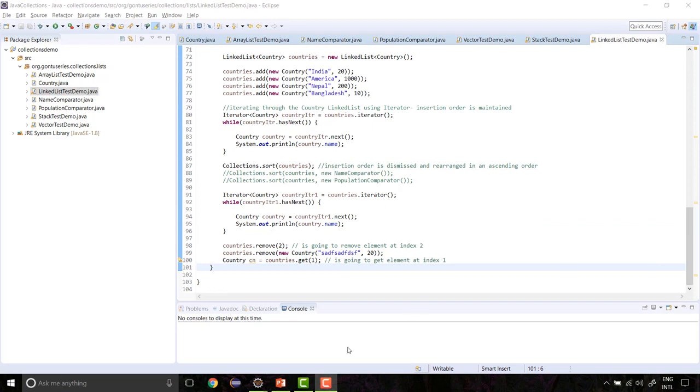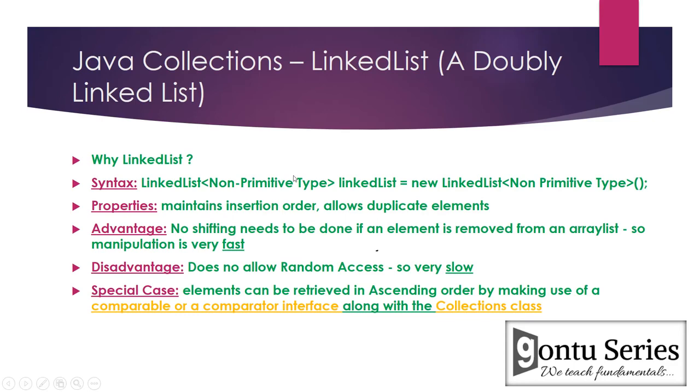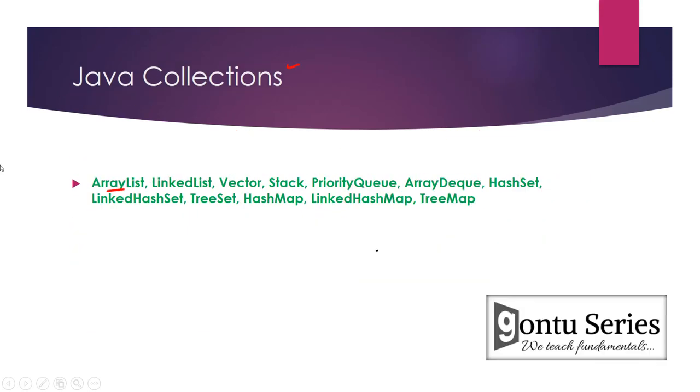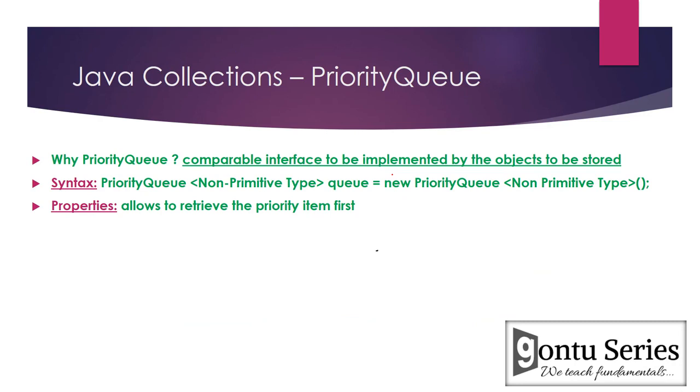All right. So what is next? We have so far talked about the concept of an ArrayList, then we talked about LinkedList, then Vector, and then Stack. The next Java collection which we are going to study is a PriorityQueue, and then ArrayDeque. So these are the things that we are going to study now. So what's a PriorityQueue? Well, this is the PriorityQueue.